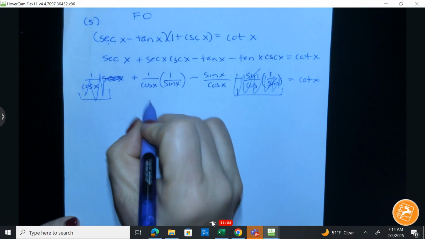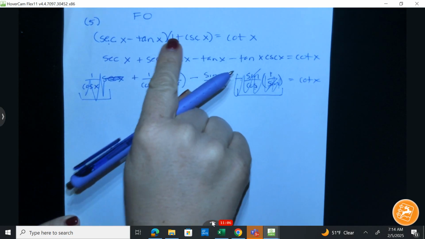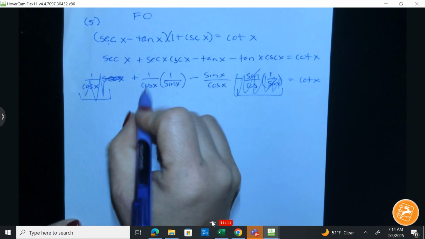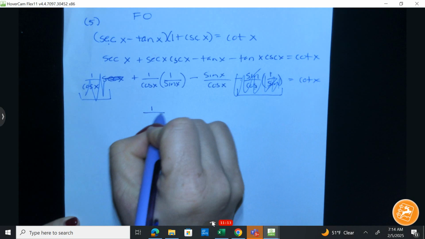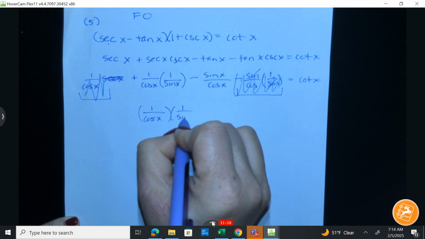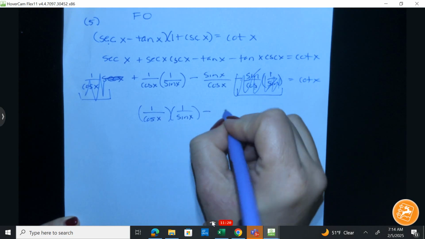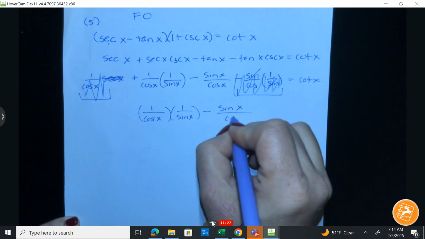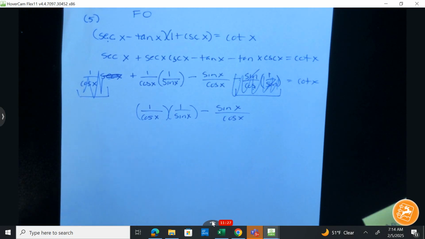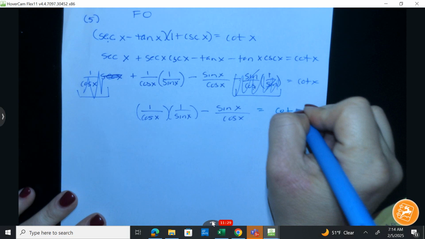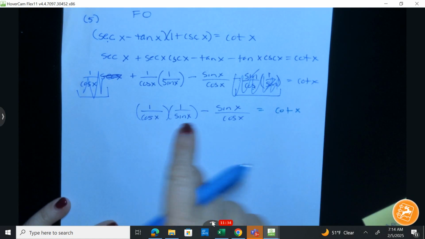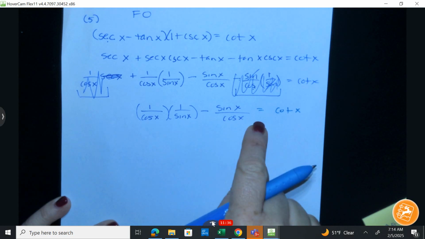All right, what else do I have? Make sure I did multiply this right, looking everything over. That looks good. Okay, so right now I have 1 over cosine x times 1 over sine x minus sine x over cosine x. What would be an easier way to do this? I want to come up with a common denominator. I absolutely could use the butterfly method, but I think it's even easier if this had a sine of x on the bottom. Notice how they'd be exactly the same.